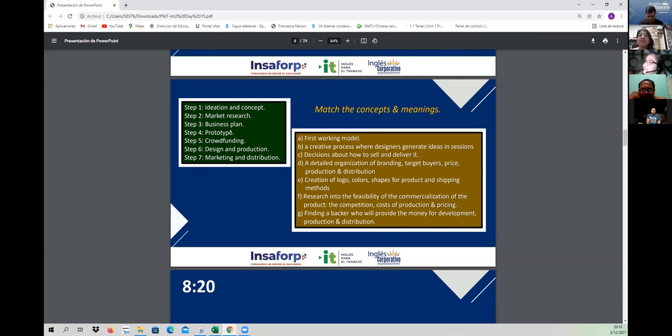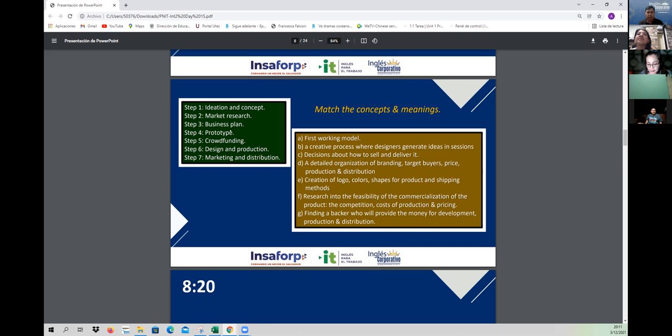And step C is possible, is letter E. Step six. Three or six? Letter E. Step six. Design and production. Creation of logo, color, charge for product and shipping method. Is it not more related to the step seven, Carlita, marketing and distribution? Because it is related to the shipping method. Okay. Shipping.